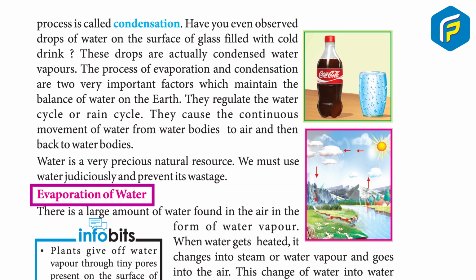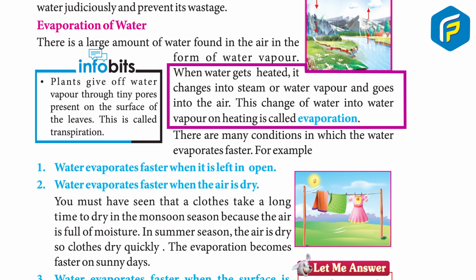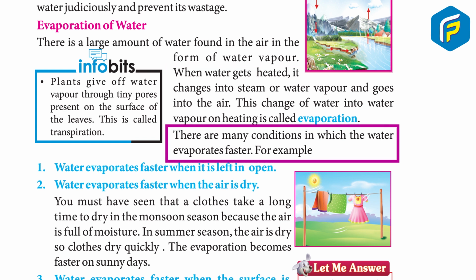Evaporation of water. There is a large amount of water found in the air in the form of water vapor. When water gets heated, it changes into steam or water vapor and goes into the air. This change of water into water vapor on heating is called evaporation. There are many conditions in which the water evaporates faster.